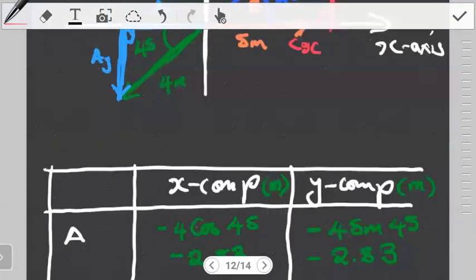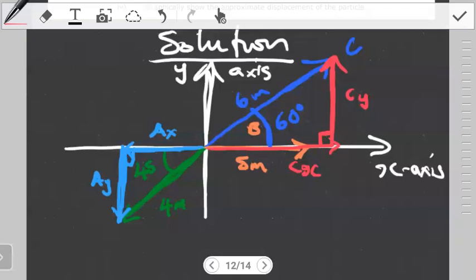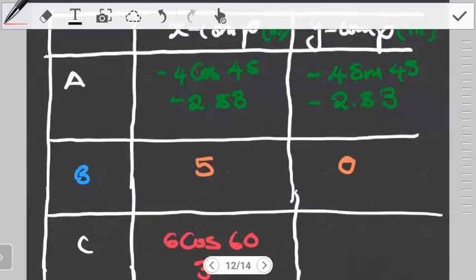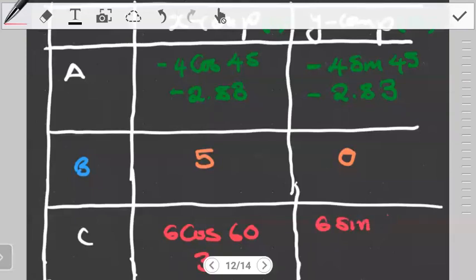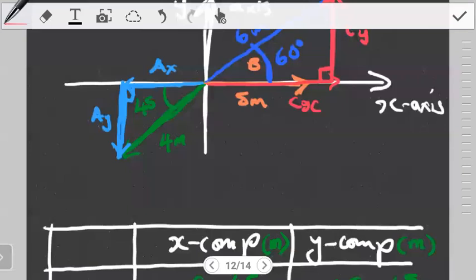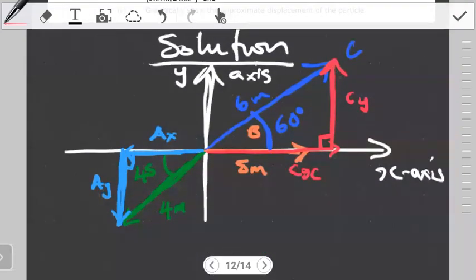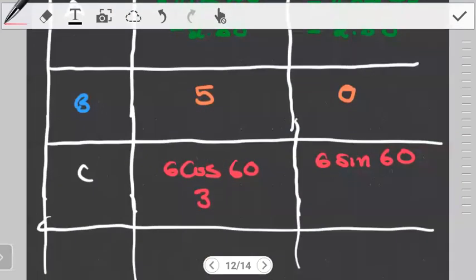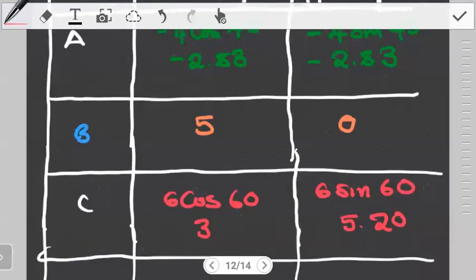Then next up, the y component of C. When I come back to my diagram, the y component is opposite to my 60 degree angle. Because they are opposite, I'm going to use sine. So it is the vector itself, 6 sine the angle, so this is 6 sine 60. Again, the y component is pointing up, implying that it is going to be positive. The x component was pointing to the right, meaning that it was going to be positive. So the y component is correctly positive, and when we evaluate this, we get 5.20.